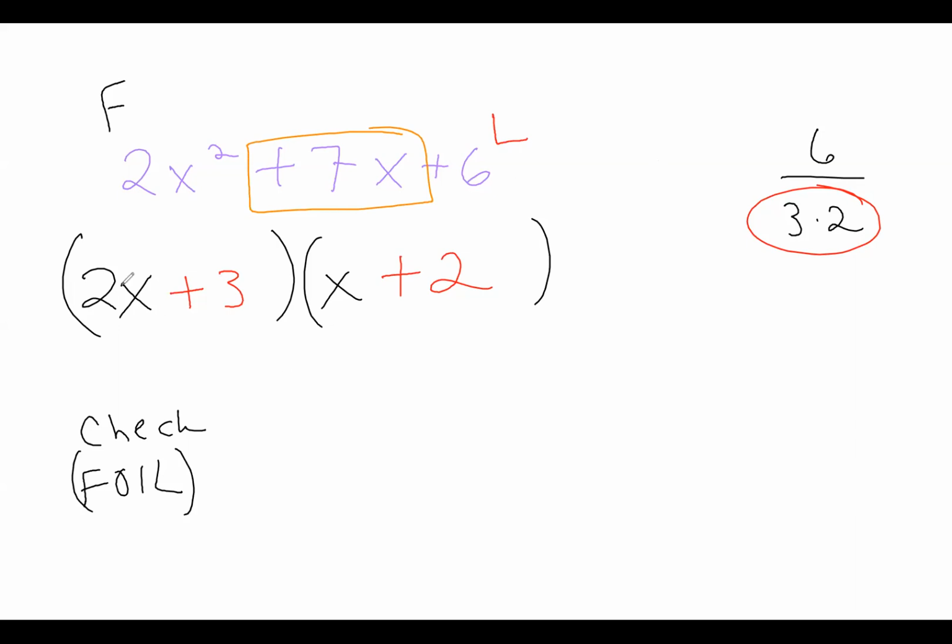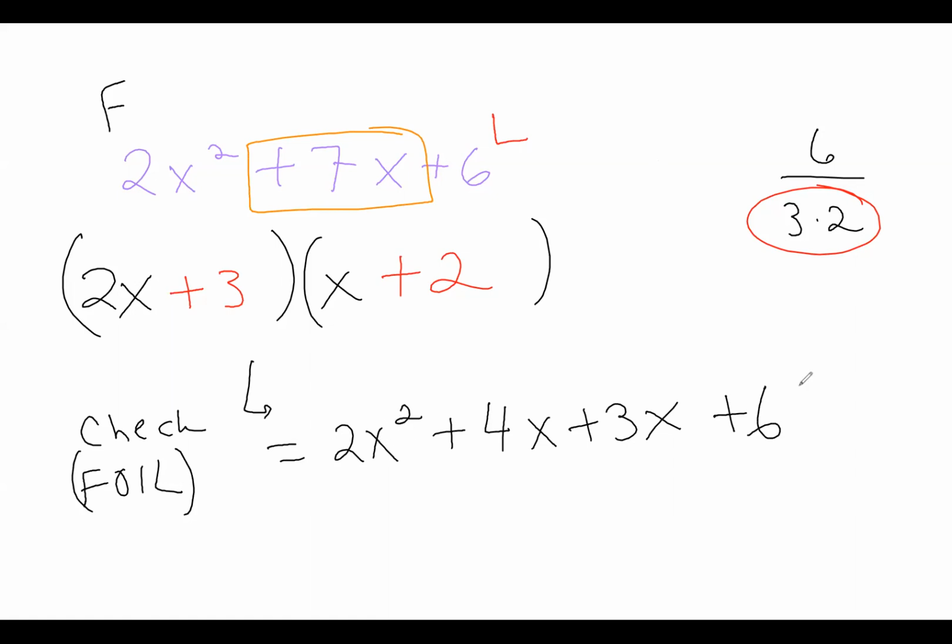So let's check it. 2x times x, 2x squared, we knew that. Plus outside terms, 2x times 2, that's 4x. And then my inside terms, 3 times x, that's 3x. Finally, my last two terms, 3 times 2, there's the 6. And again, we already knew to expect the 2x squared. We already knew to expect the 6. That was coming up every single time we were checking our possibilities.